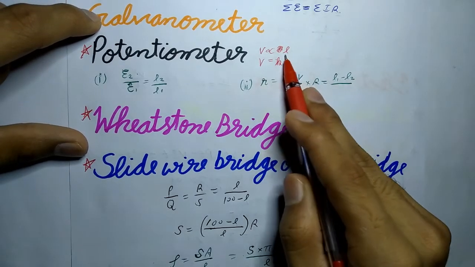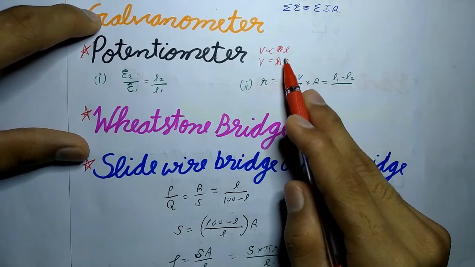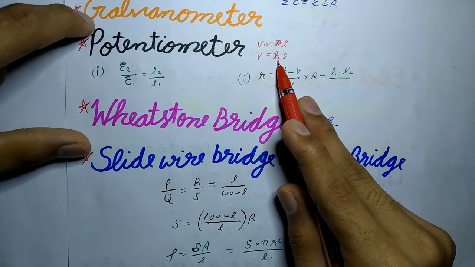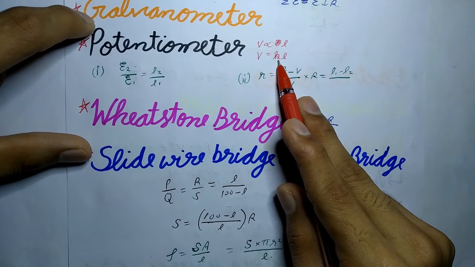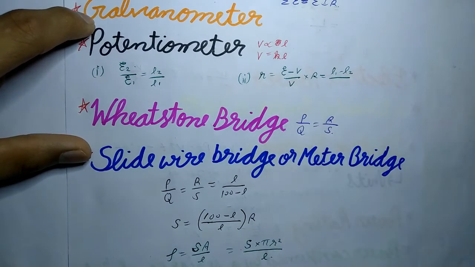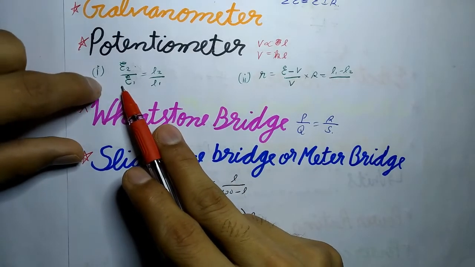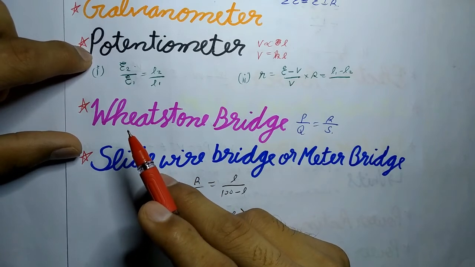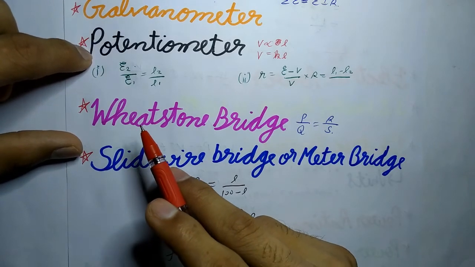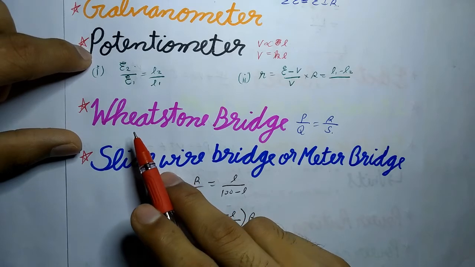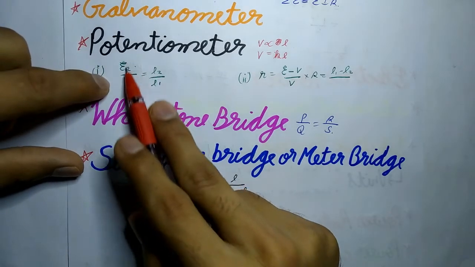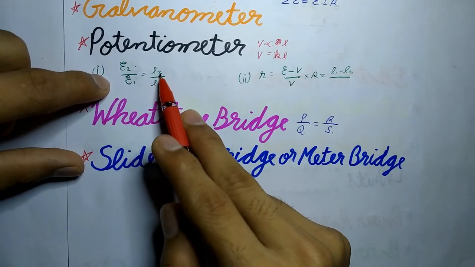So V is proportional to L, or we can say that V is equal to KL, where this K is the potential drop per unit length, which is called the potential gradient. And the potentiometer has mainly two uses. First is to compare the EMFs of two cells. If L1 and L2 are the balancing lengths of the potentiometer for cells of EMF E1 and E2 respectively, then E2 upon E1 is equal to L2 upon L1.